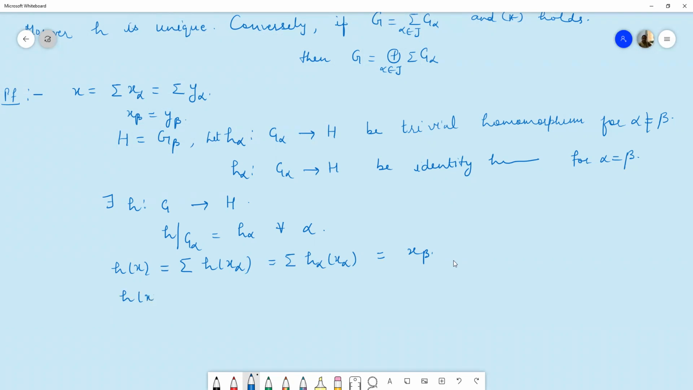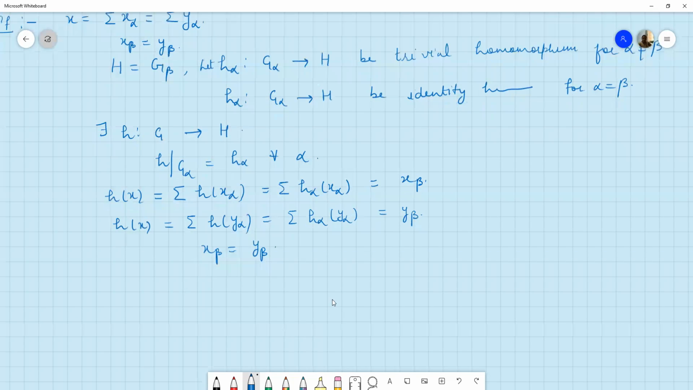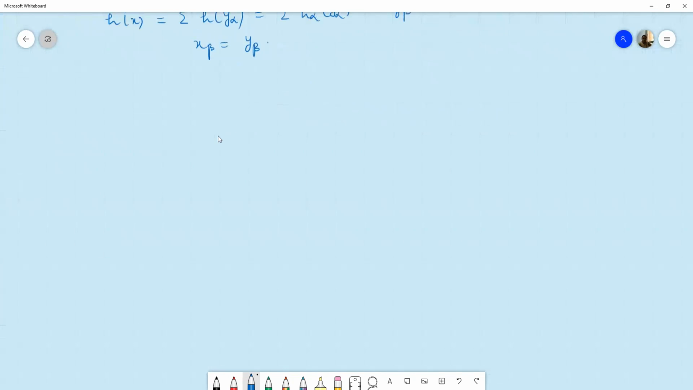Similarly, Hx can be written as summation H of y alpha, because if we take the expression x equal to summation y alpha for x, then we get H alpha y alpha, and by the same reason it is y beta. So x beta is equal to y beta. Now for the given index beta, we have proved that x beta is equal to y beta. Similarly, we can prove that x alpha is equal to y alpha for each alpha. So the expression for x is unique. So it means G is the direct sum of the groups G alpha. It completes the proof of the converse part.